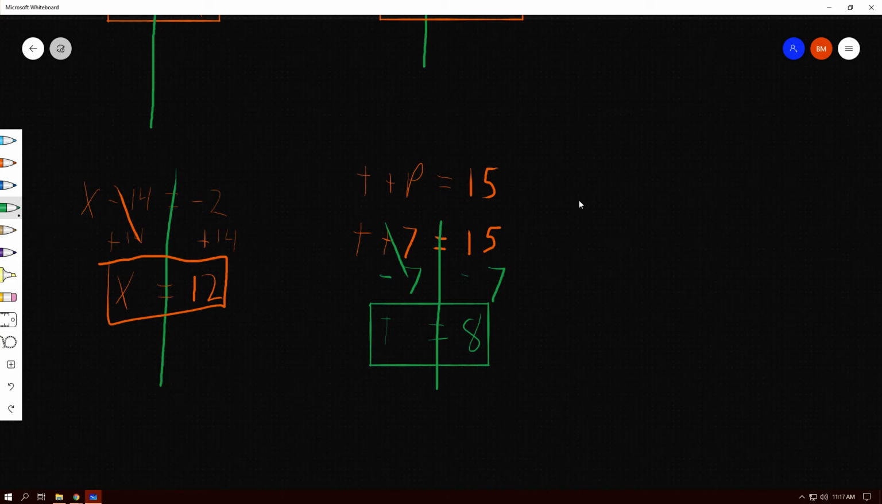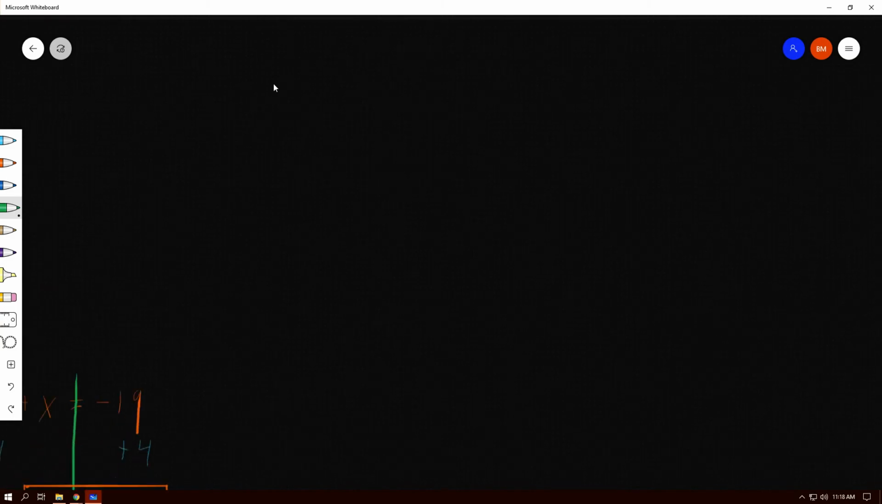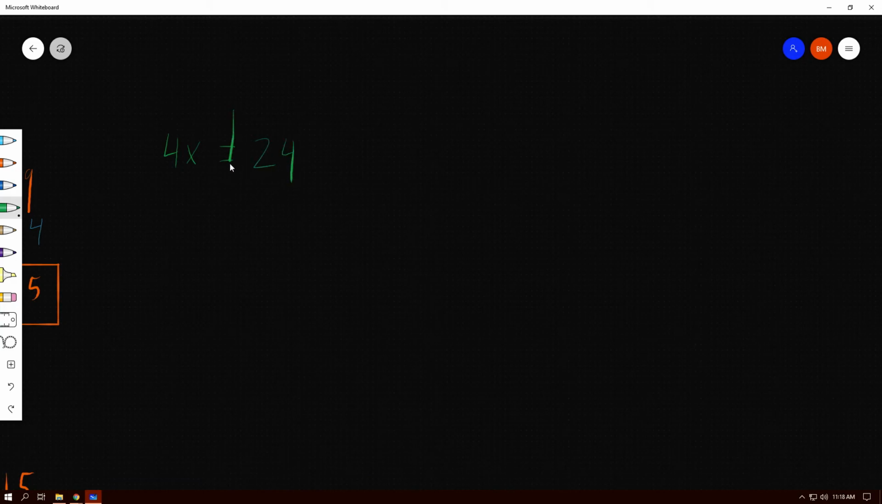Now we have a couple more example problems from the checkup. We're going to now go to question 5. Question 5 is 4x equals 24. I'm going to do the same thing. I'm going to draw my river right through the equal sign. I'm now going to ask, what am I solving for? I'm solving for x. What's on the same side as x? Well, that 4 is on the same side as the x. What is the 4 doing to the x?